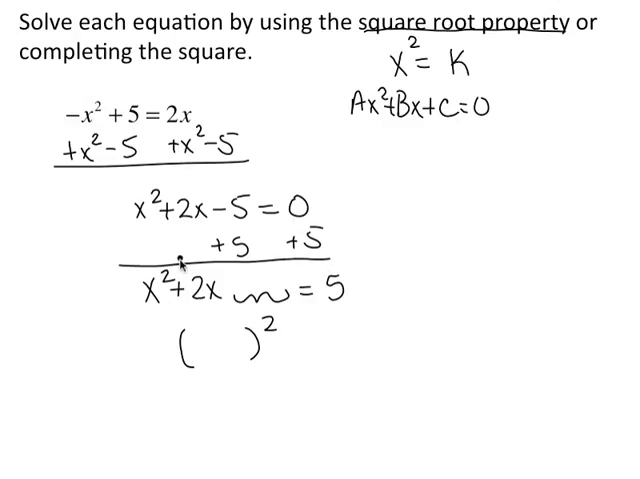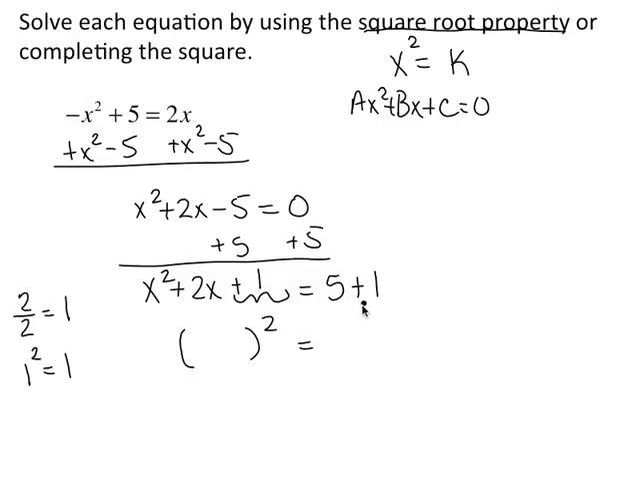So to do that, what I'm going to do is I'm going to take the coefficient for the middle term, which is 2. I'm going to divide it by 2, and that's going to give me 1. And then I'm going to take that 1 and I'm going to square it, and that's going to give me a positive 1. So I need to add 1 to the left-hand side. Now, because this is an equation, you can't just add to one side. We have to add to both sides. So I'm going to add 1 to the left-hand side, but I'm also going to add 1 to the right-hand side so I can maintain the equality of my equation.